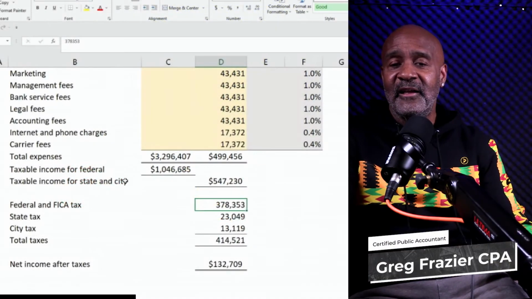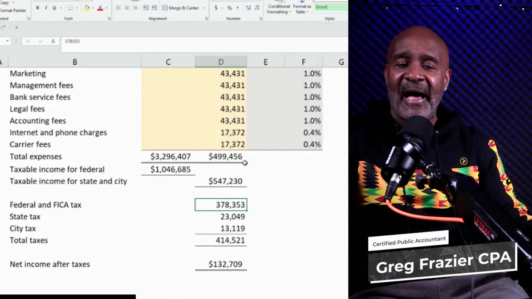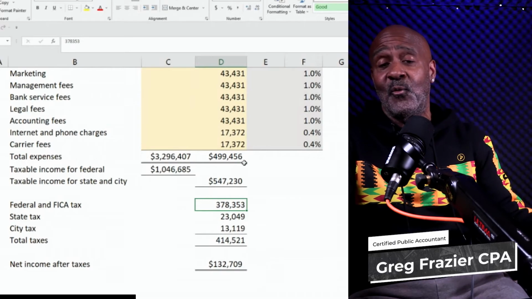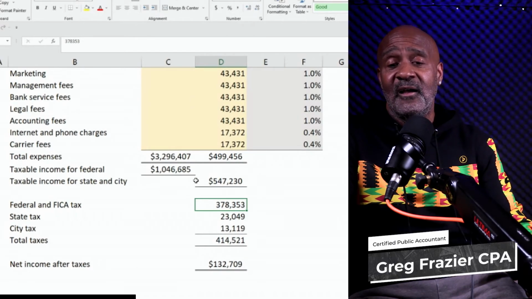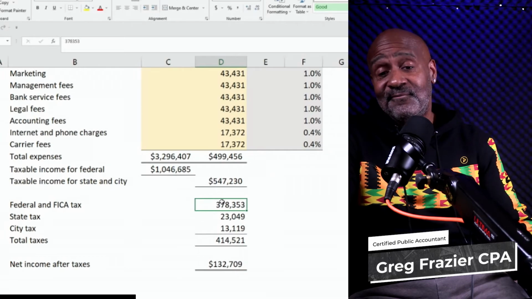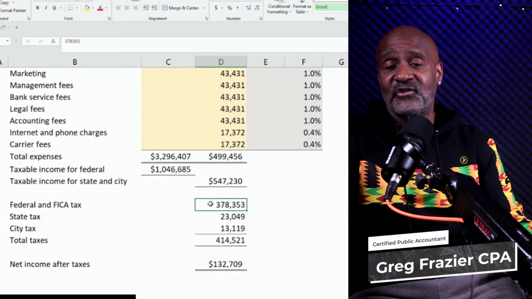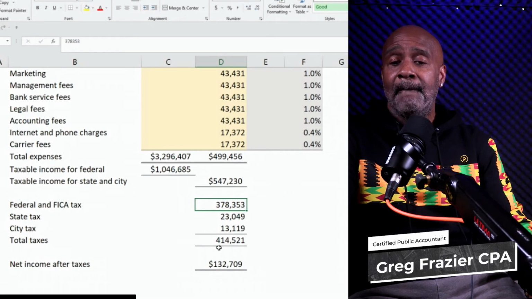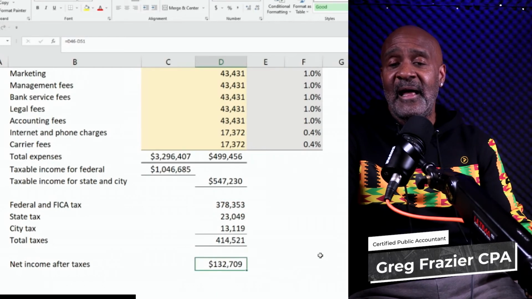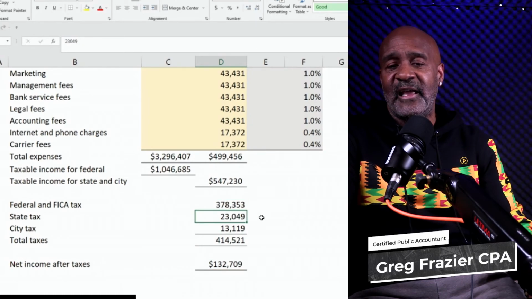So our bottom line here, when we allocate those two other line items, makes a huge difference because now we do have taxable income of $1.4 million. We're paying taxes of $378,000 on that. But at least we have a better bottom line. This is the federal taxes, and FICA. And then, of course, here's our state and city, which hasn't changed. It stays the same.